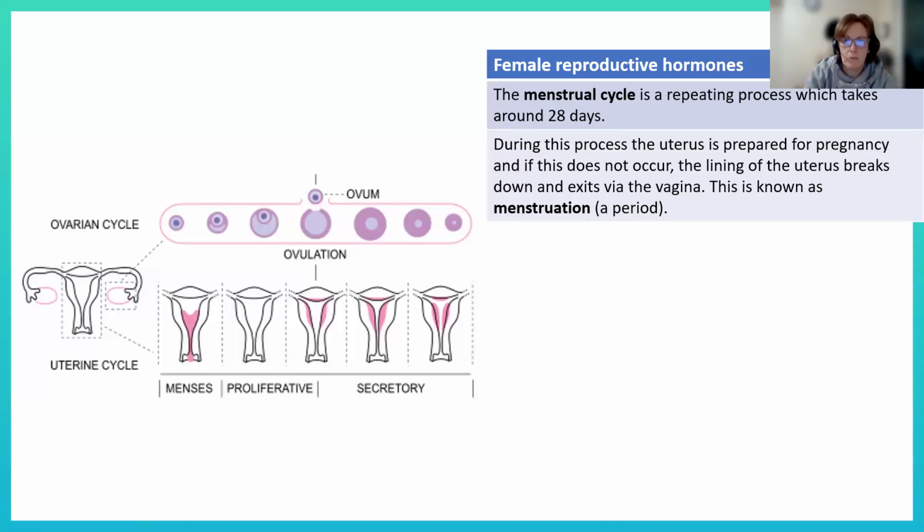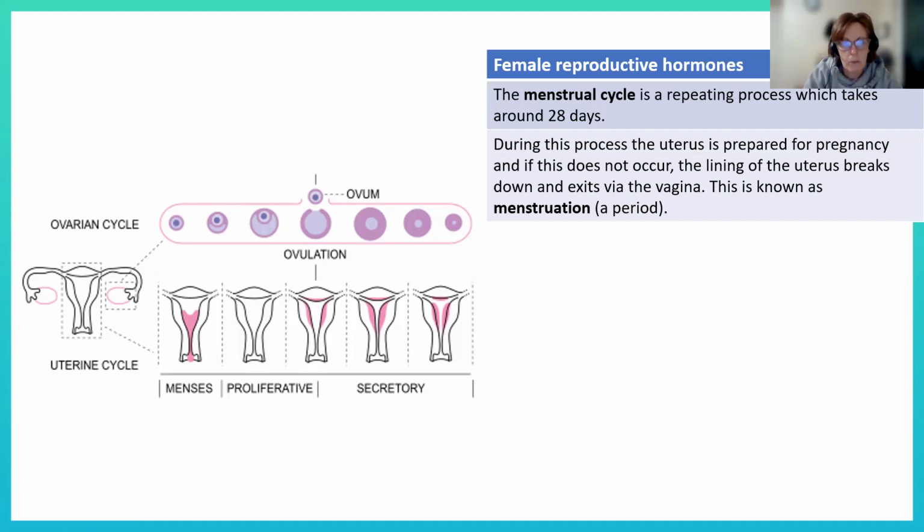Right, let's have a look at the female reproductive system. The menstrual cycle is a repeating process which takes approximately 28 days. It's variable. It can vary from person to person, and it can vary from month to month in the same person. So it's approximately 28 days. During this process, the uterus is being prepared for pregnancy every single month.